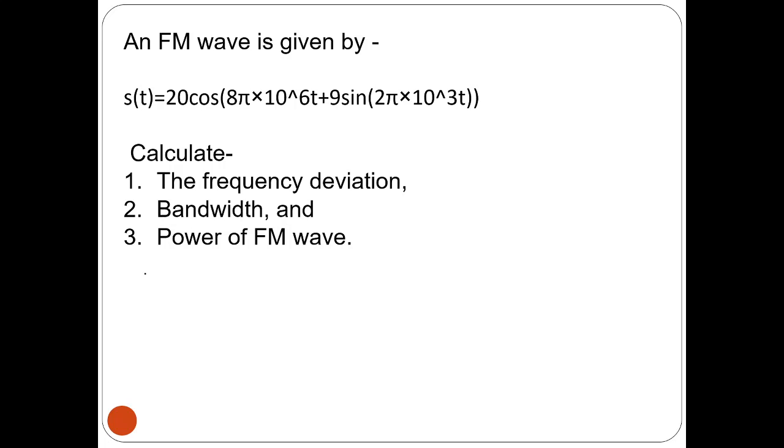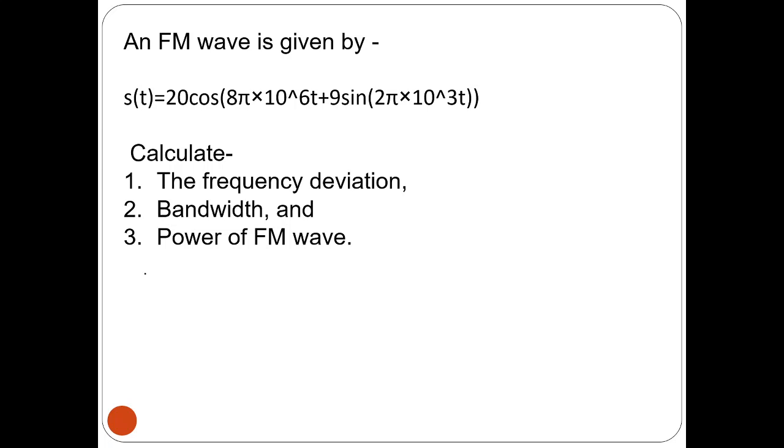So the question is, an FM wave is given by S of t is equal to 20 cos 8 pi into 10 raised to 6t plus 9 sin 2 pi 10 raised to 3t. Then calculate frequency deviation, bandwidth and power of FM wave. So in this equation they have given us the FM wave and we have to calculate frequency deviation, bandwidth and power of the FM wave.